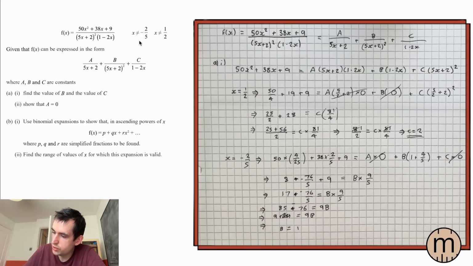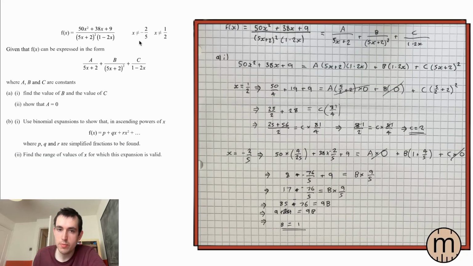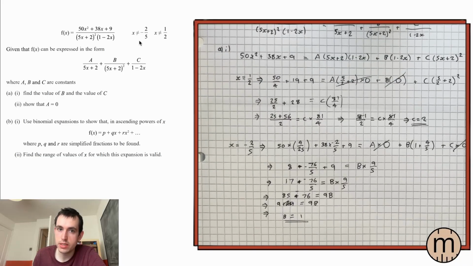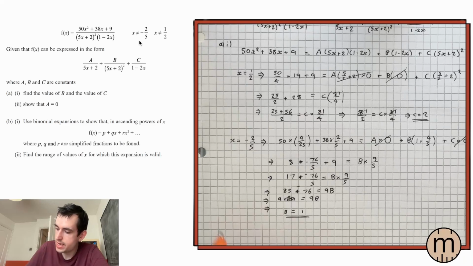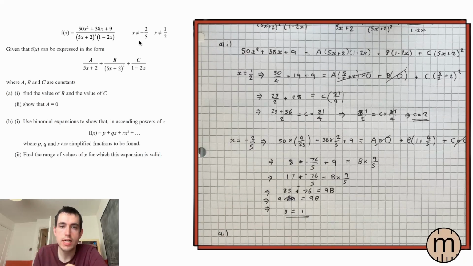So as long as you don't accidentally make the negative mistake that I did, you should hopefully find that b is equal to 1. And then we can move on to part A-I, which is asking for the value of a. Well, we've tried the value a half. We've tried the value minus 2 over 5 given in the question. There's no other values there to try.